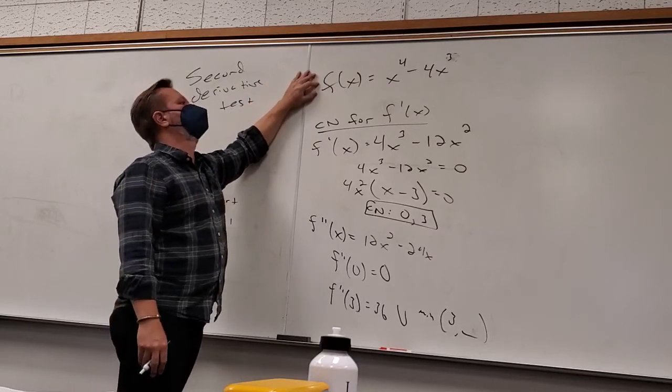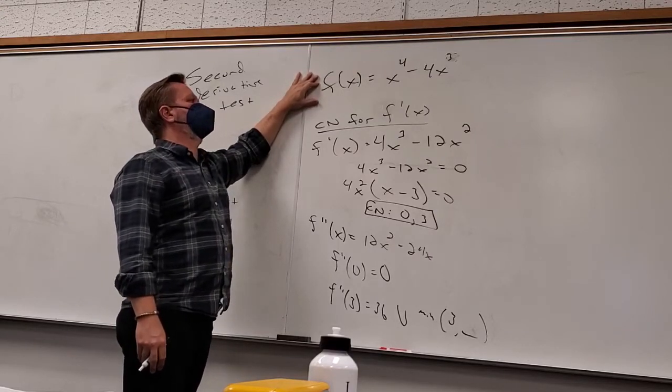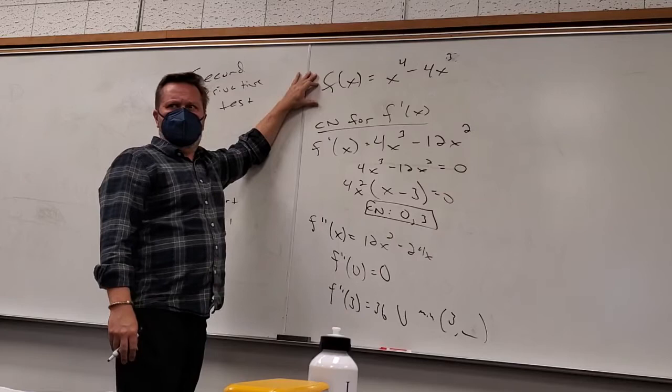Let's see. 3 cubed minus 4 times 3 cubed is negative 3 cubed, so negative 27. Yeah.